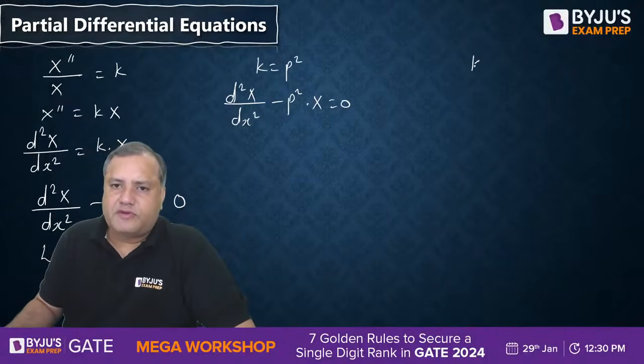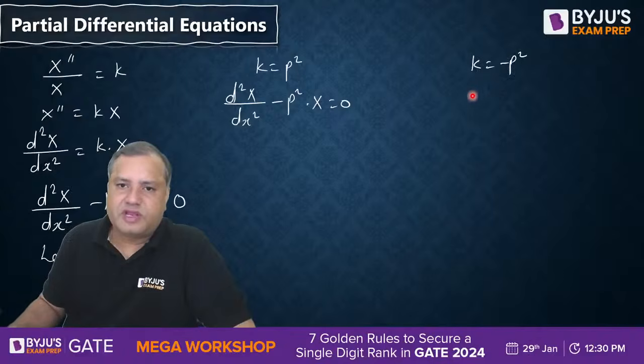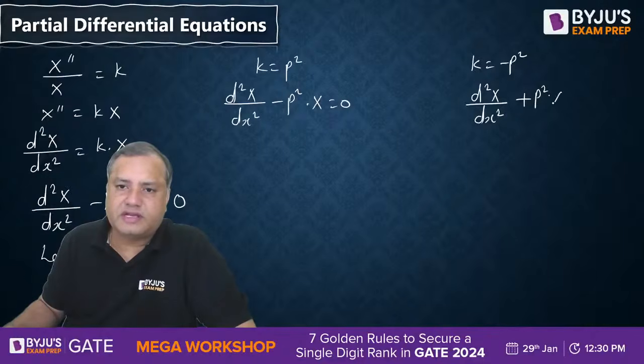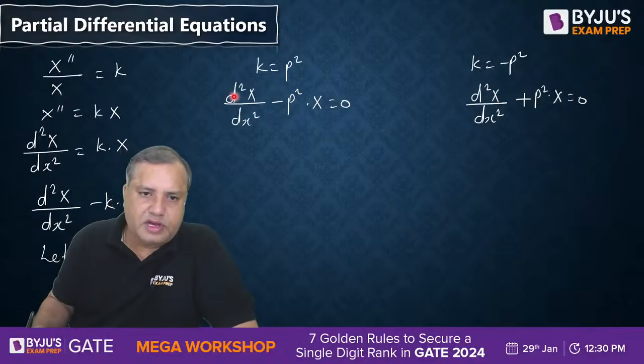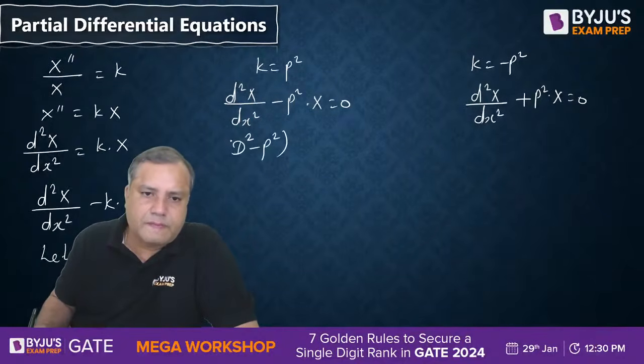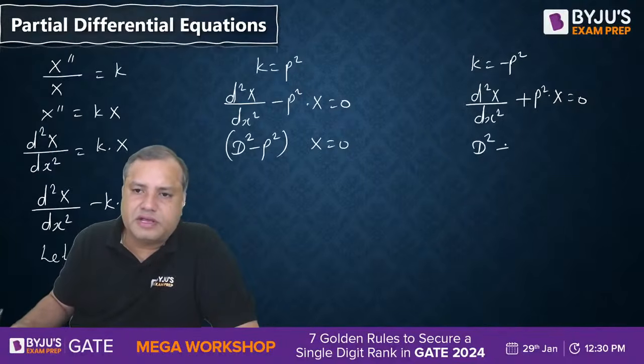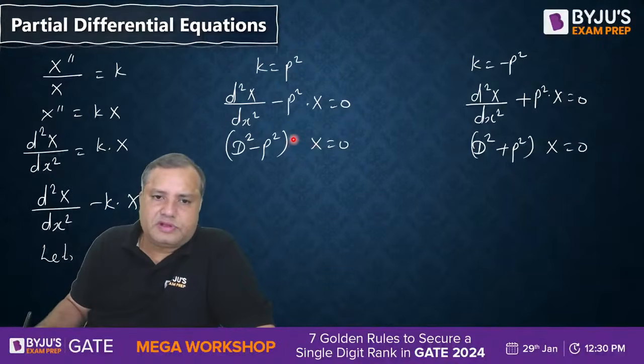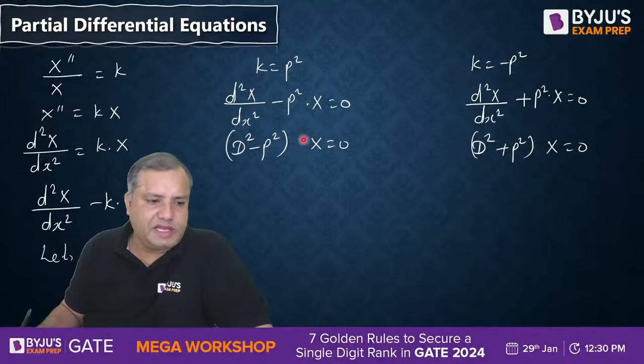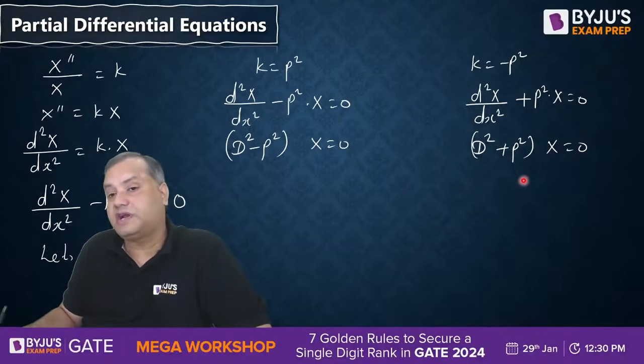Now, if I put k equal to minus p square, then I will get a slight change in the equation. D square x upon dx square plus p square x equal to 0. Okay. Now, d by dx is capital D. Capital X is common. So D square plus p square, capital X is common. Now students, this is a constant coefficient LDE. This is also a constant coefficient LDE.